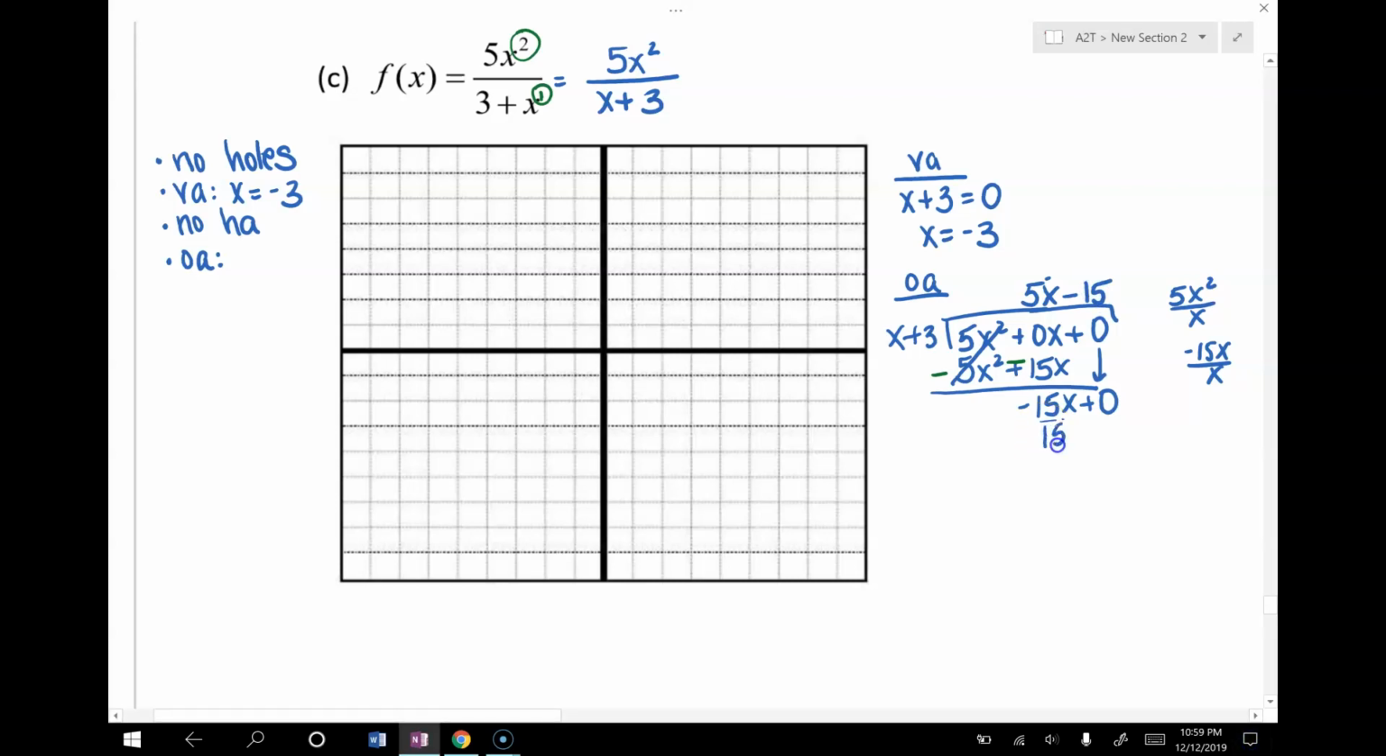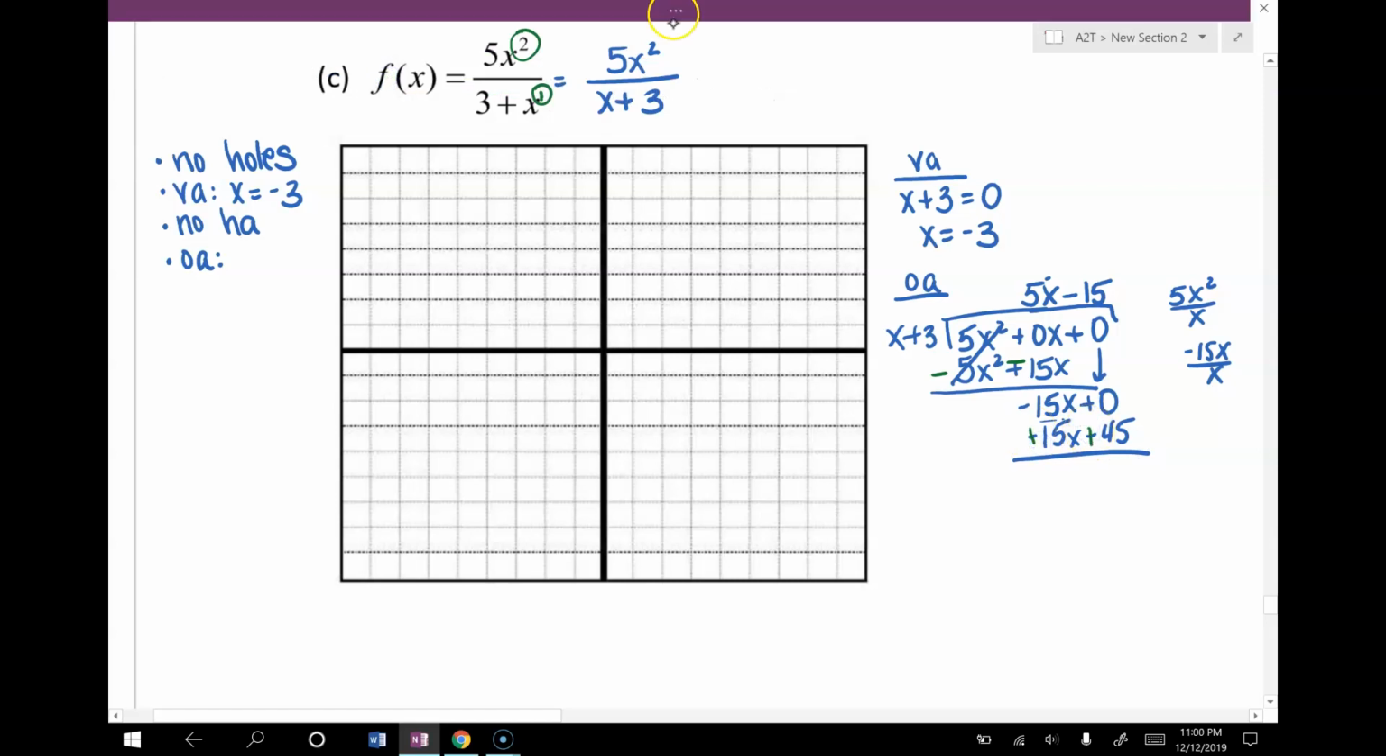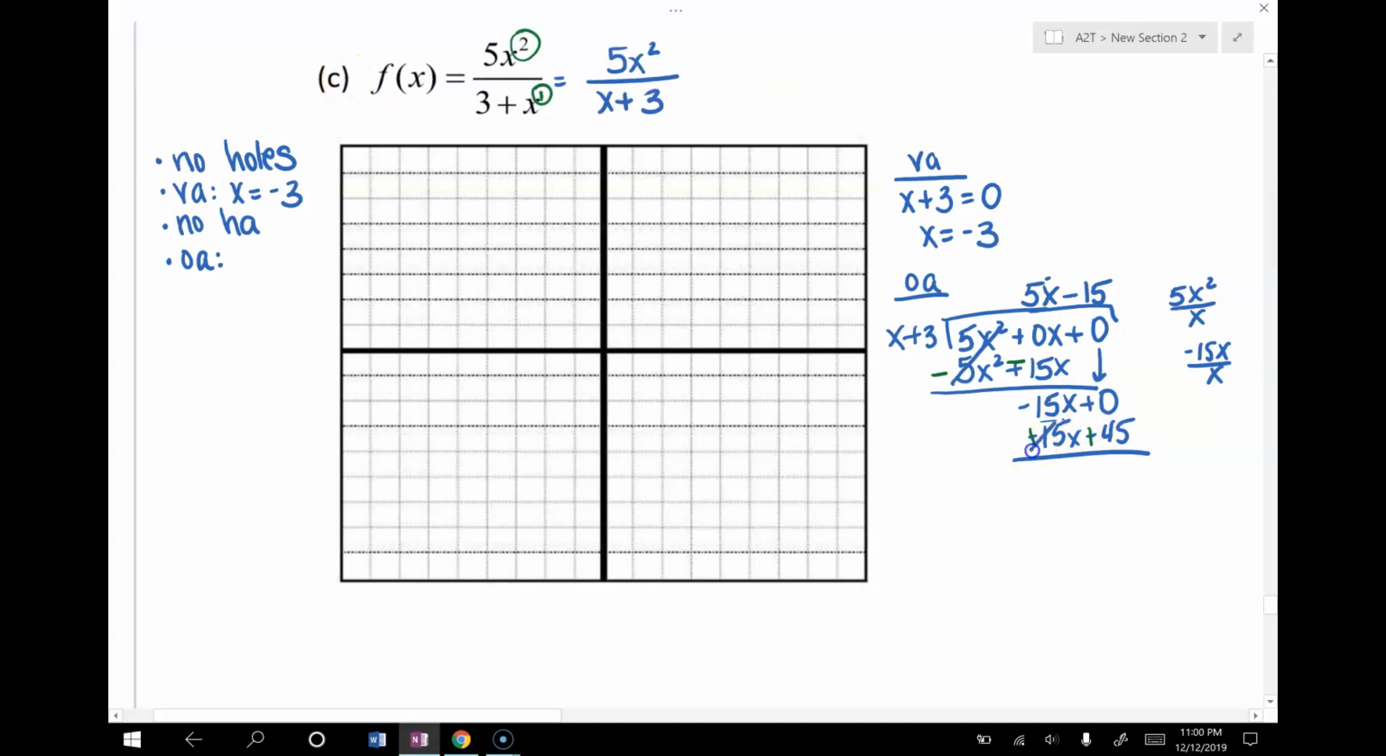So we get negative 15x. Negative 15 times 3 is negative 45. If we continue to long divide, that means we're going to change the signs. And then these cancel, but we're left with 45, and 45 is our remainder. But we're not trying to figure out if x plus 3 is a factor of 5x squared. I don't care if there's a remainder.